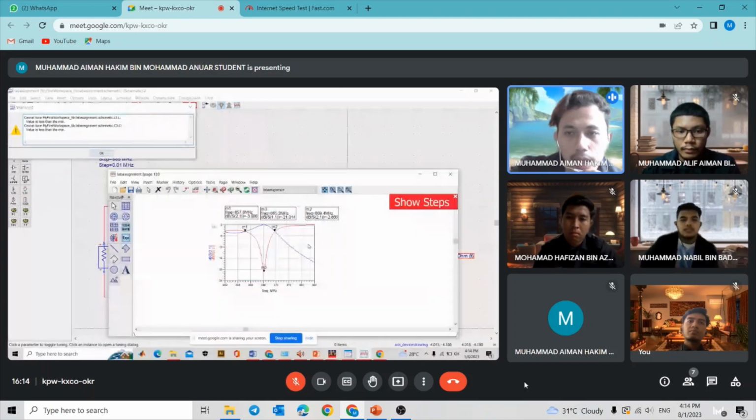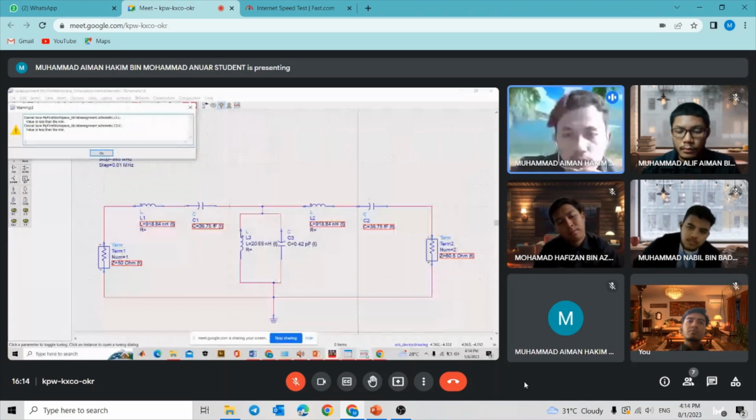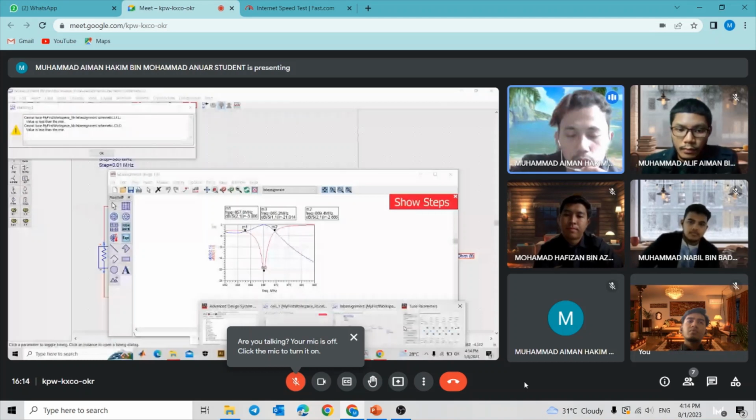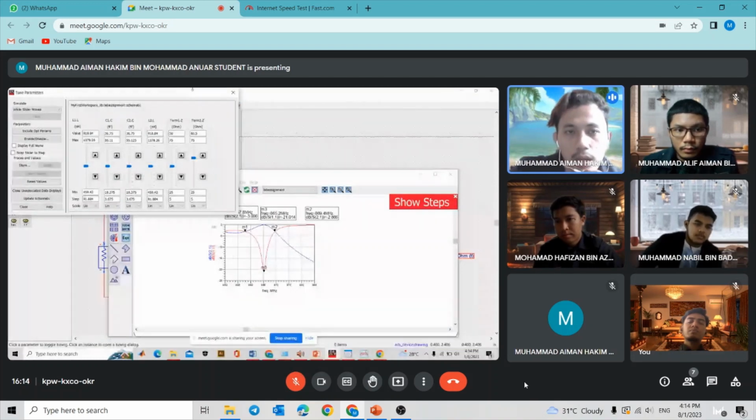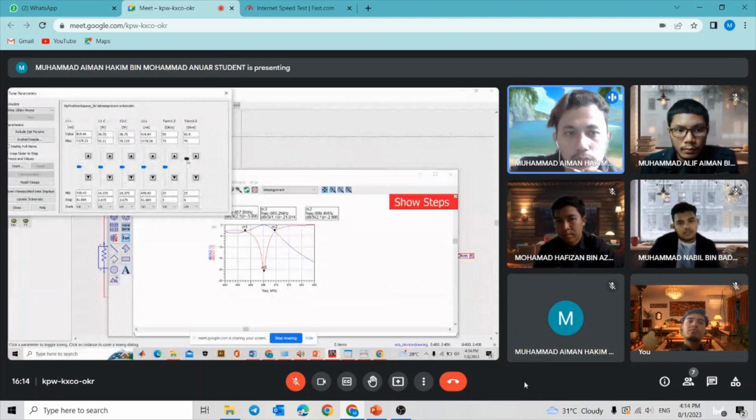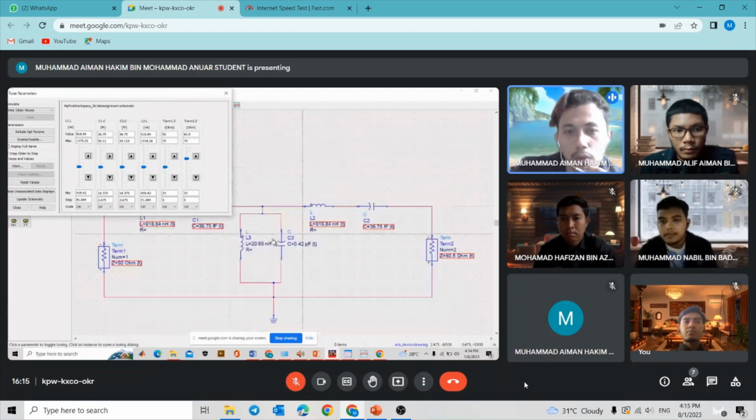So I changed it to a smaller value to get the bandpass. For the tuning, I just tuned Term 2 to get the result, because we actually get an accurate bandpass filter using the small values of L3 and C3.